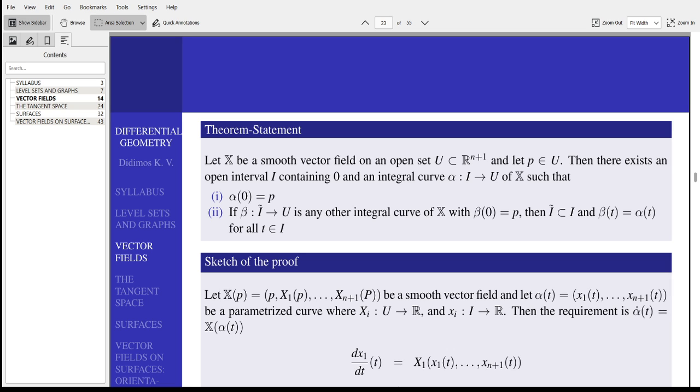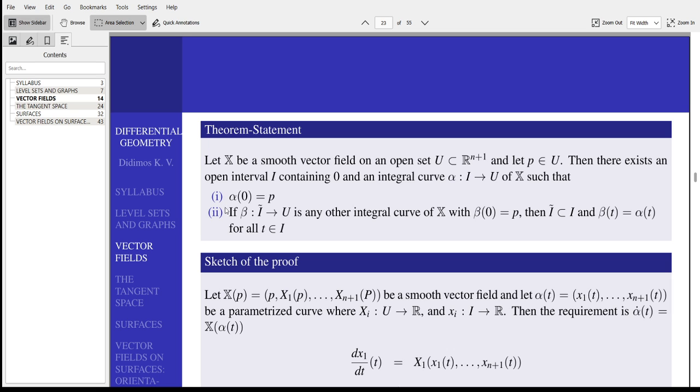Such an integral curve exists. That is the statement of the theorem. So this asserts that there exists a unique maximal integral curve. For any integral curve beta, the domain of beta should be contained in I. In that sense we can say that this alpha is the maximal integral curve: the domain of any other integral curve is contained in the domain of alpha.